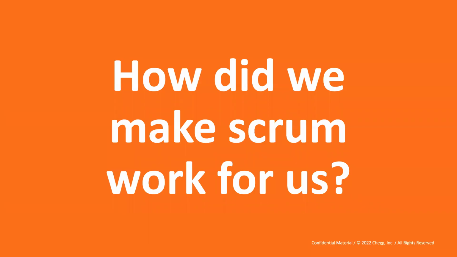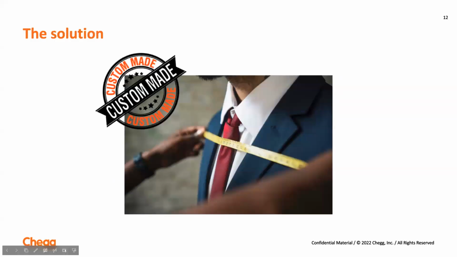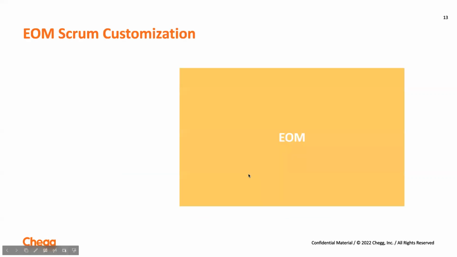So, how did we make the Scrum work for us? A custom-made Scrum process that fits our needs. What's the solution? Okay, so as I mentioned before, I'm part of EOM team, which is part of the commerce organization and is responsible for the commerce subscription management post-checkout.